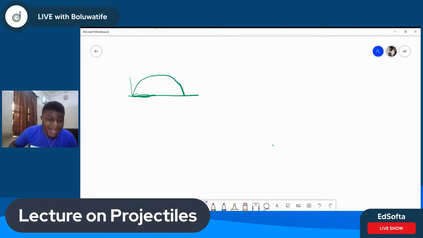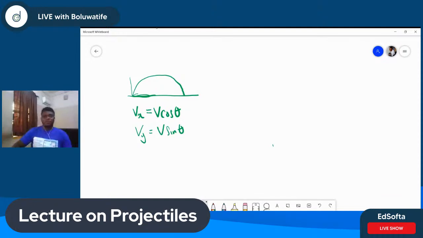If you remember from our earlier class, which was the first class we had on vectors, we're using v as velocity, so on the horizontal axis, vx is equal to v cos theta. If you watch the earlier videos, you understand how we came across this. Vx is equal to what? V cos theta. And Vy is equal to what? V sine theta.